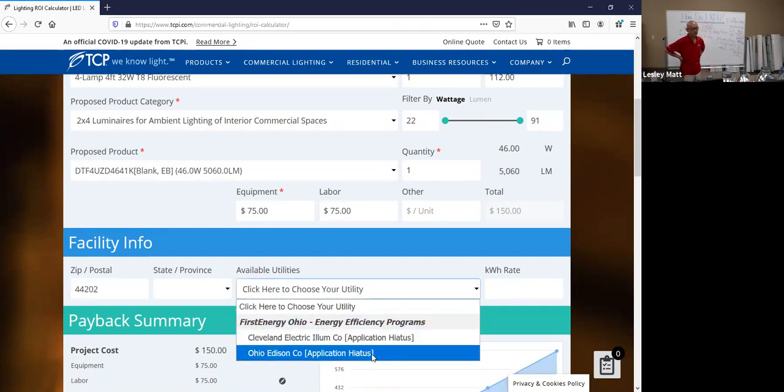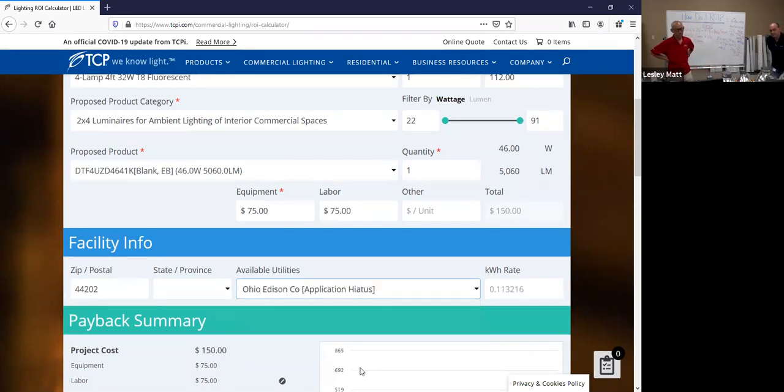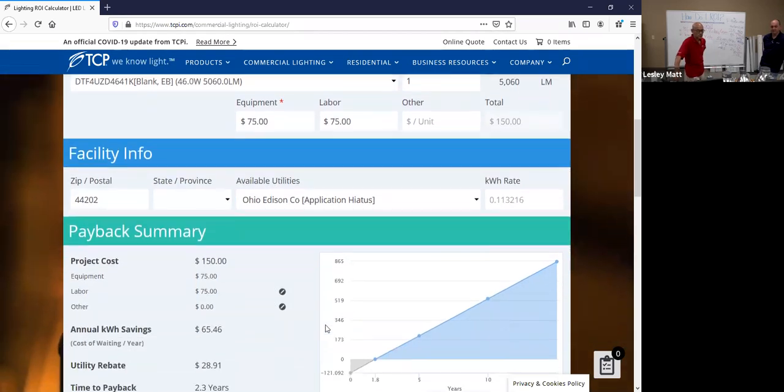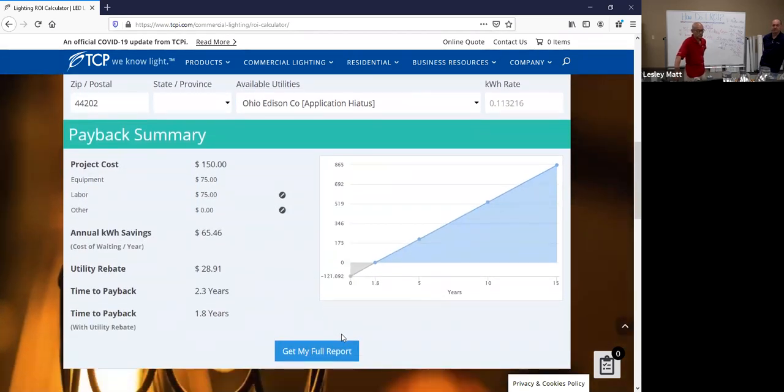Correct. So here I've got, and it's automatically, you can see that there, pulling in my rebate. It's actually pulling in my actual kilowatt hour rate. So these are the actual rates that we pay for our utilities here. Then if I go down, it gives me a super fancy chart. It also tells me that 2.3 years that Ellis alluded to. However, factoring in a $28 utility rebate, that puts you down to 1.8 years.